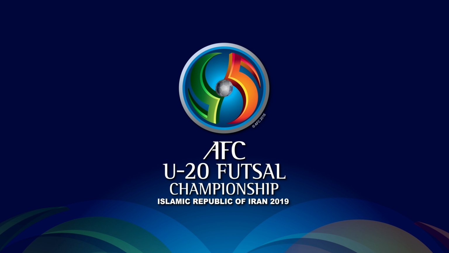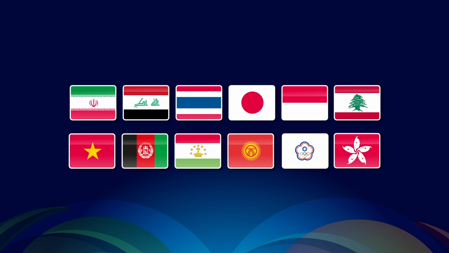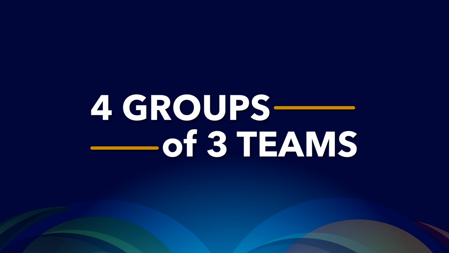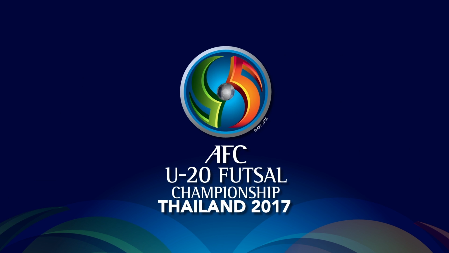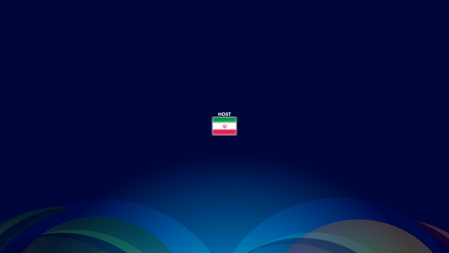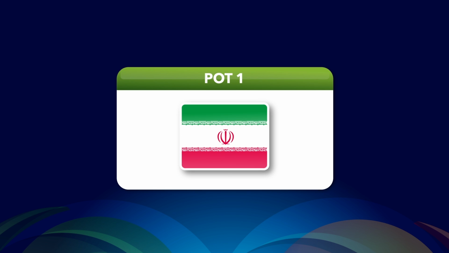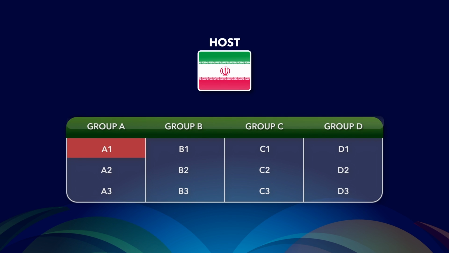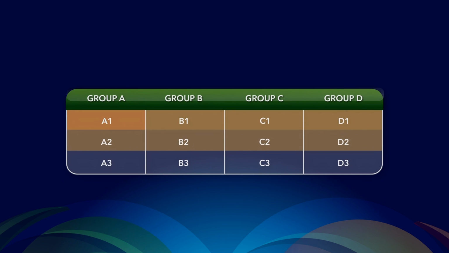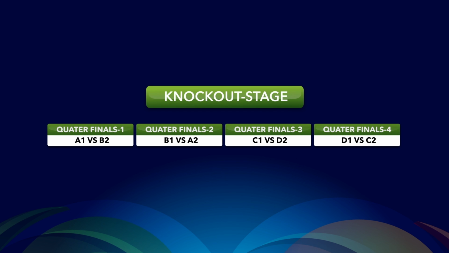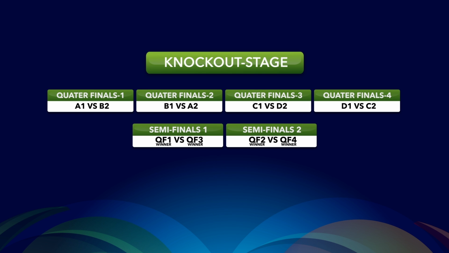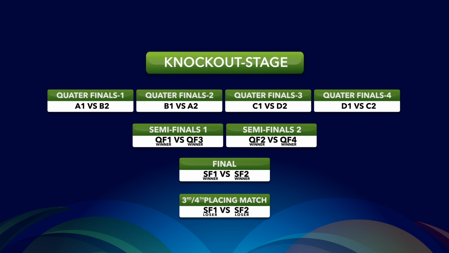AFC Under-20 Futsal Championship Islamic Republic of Iran 2019 draw mechanism. The 12 participating teams that have qualified into the finals will be divided into 4 groups of 3 teams. All the countries will be seeded as per the final ranking of the previous edition, AFC U20 Futsal Championship Thailand 2017. Islamic Republic of Iran shall be placed in Pot 1, identified by a different coloured ball, and placed in position A1 as the host of the competition. The group winners and runners-up from each group, 8 teams in total, will qualify into the knockout stage quarterfinals. The 4 winners of the quarterfinals will qualify to the semi-finals. Subsequently, the winners of the semi-finals will advance to the final, and the 2 losing teams will play in the 3rd and 4th placing match.